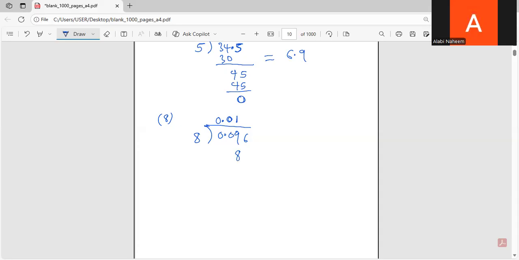So you have the 8 and subtract. 9 minus 8 is 1. Then you have 6 here. 8 in 16 is 2. 8 times 2 is 16. Subtract, you have 0. You can now stop the division. The answer is 0.012.